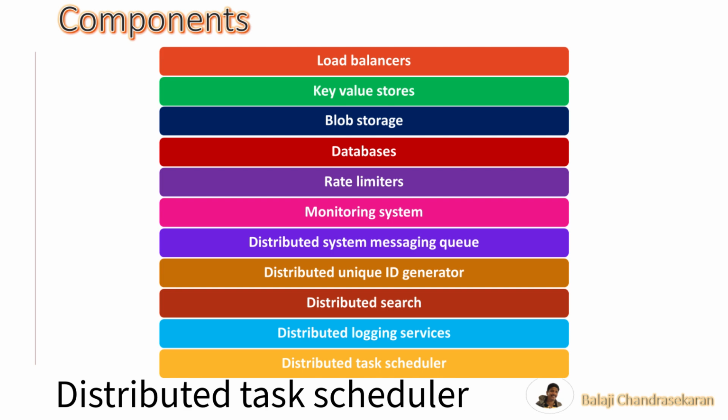Popular distributed task schedulers include Apache Mesos with Marathon, Apache YARN, Kubernetes with Kubernetes CronJobs, AWS Batch, Google Cloud Dataproc, and Apache Airflow. These schedulers offer rich features for task scheduling, execution, monitoring, and coordination, catering to diverse use cases and environments.